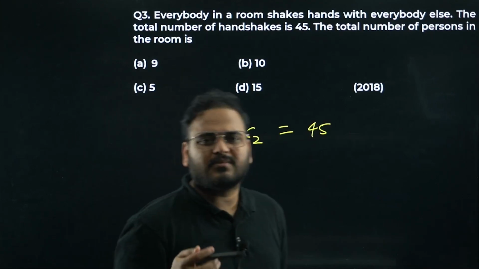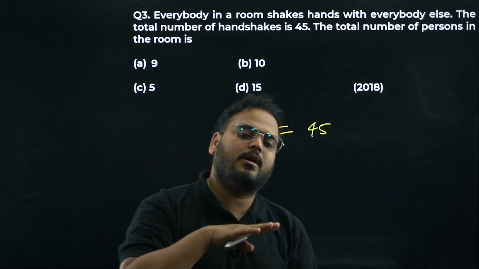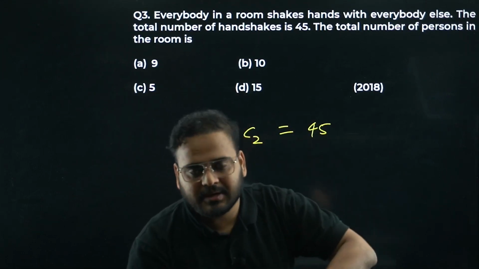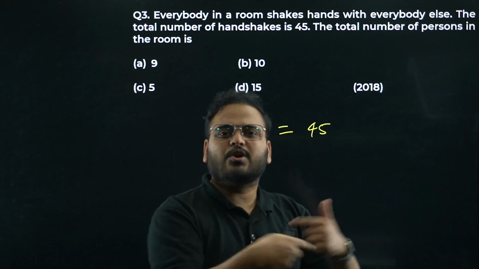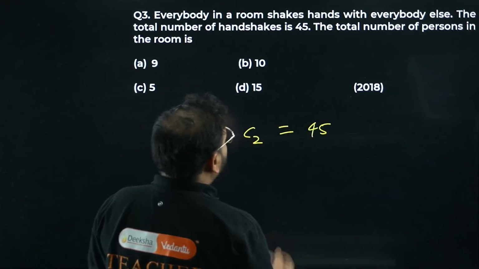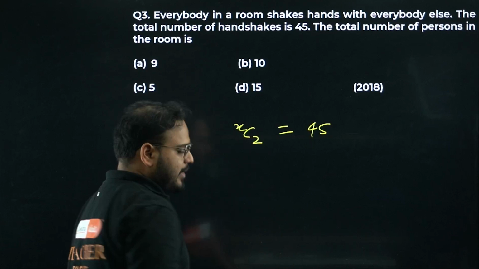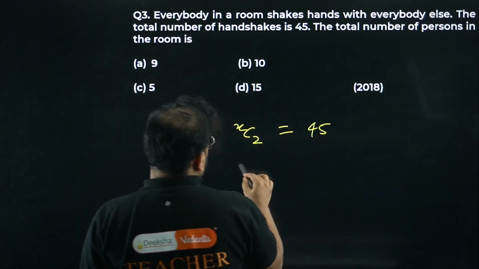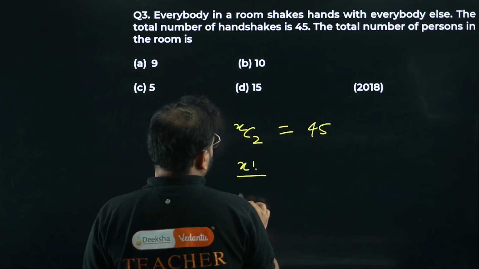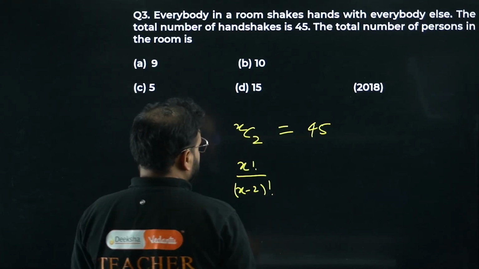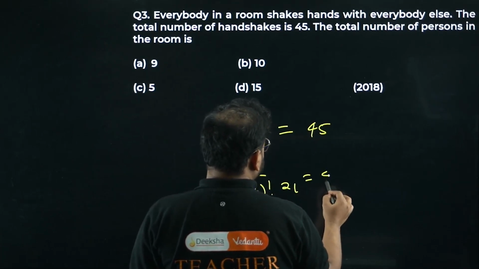Why C? Because if I am person A and person B shakes hands with me, there is no need for repetition of that. So I don't have to consider the permutation, only C is enough. We don't know the value, so we'll call it XC2. To make a handshake happen, it requires 2 people, right? So XC2, please check.